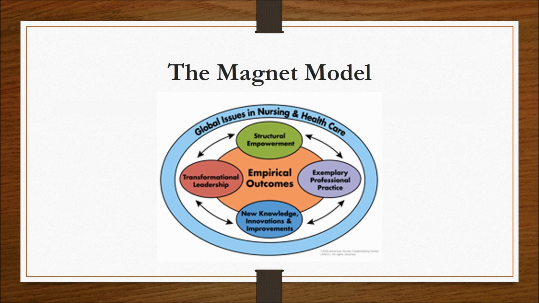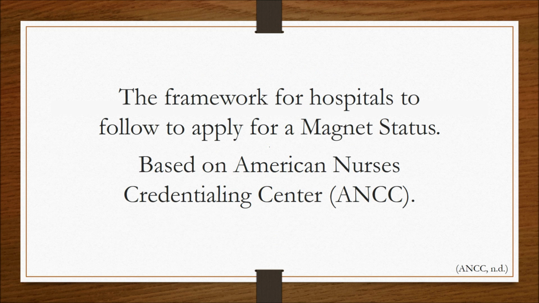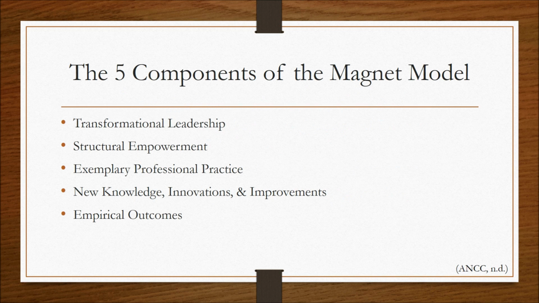This part of the presentation is focusing on the magnet model. This is the framework for hospitals to follow when they apply for the magnet status. It is based on the American Nurses Credentialing Center, otherwise known as the ANCC. There are 5 different model parts that a magnet hospital must have. In 2008, this was narrowed from 14, and overall, again, the outcome is the most important part.